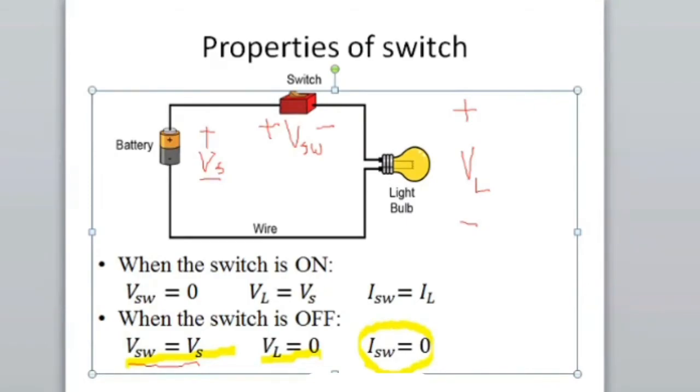Therefore, when the switch is on, the switch current is decided by the load. That's why switch current is equal to load current. Switch voltage is equal to 0. Under this condition, load voltage or output voltage is equal to supply voltage. Did everyone understand these two cases? Yes or no? When the switch is on and the switch is off.